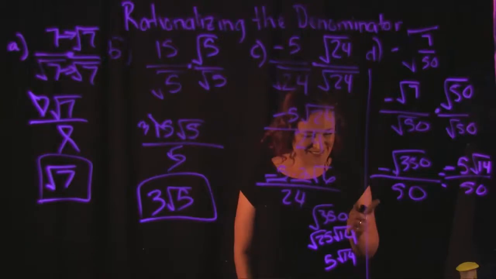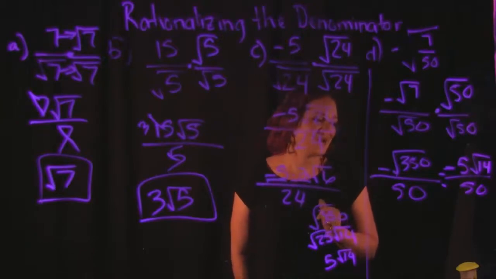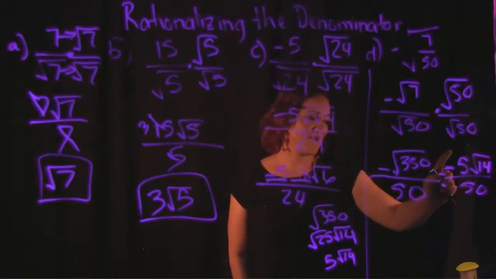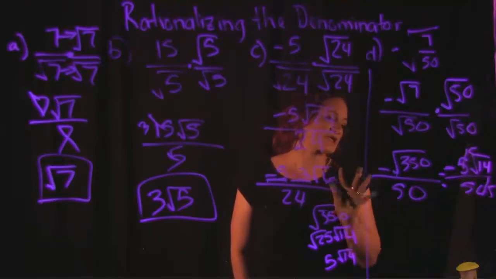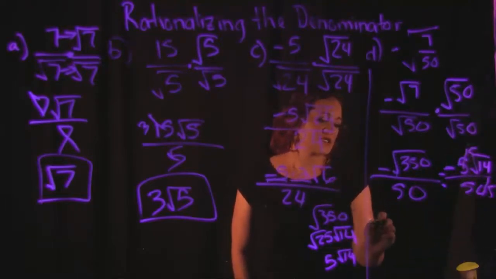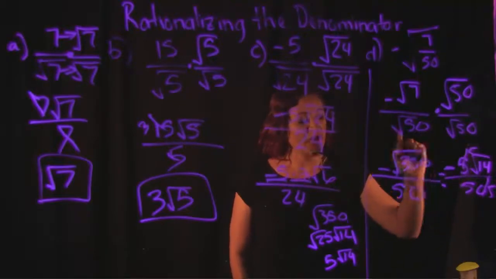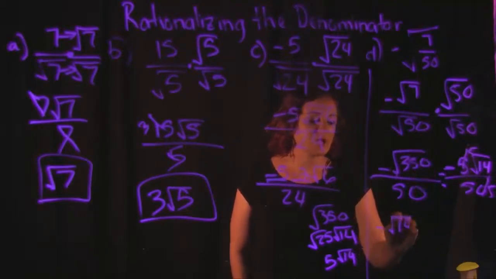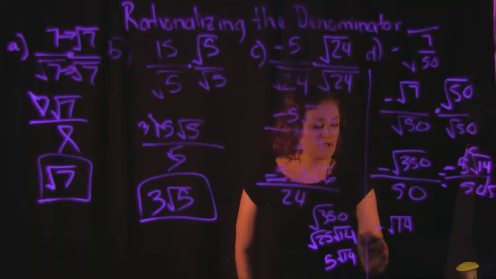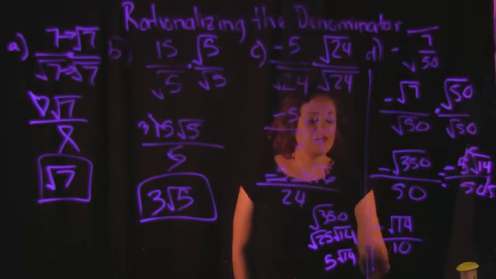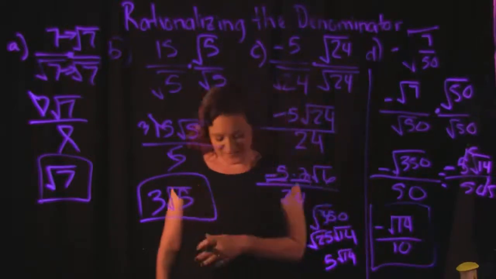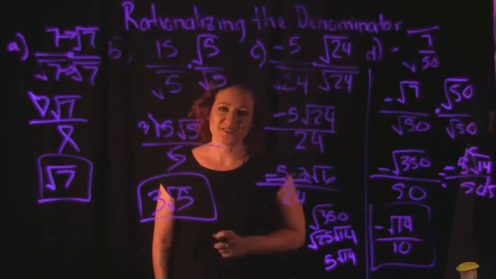So we're almost done here, I promise. The only thing left to do is we need to simplify out the 5 and the 50. They can both reduce by a factor of 5. So 5 divided by 5 is 1, which means that goes away. So just drop down the negative and the square root of 14 over 50 divided by 5 is 10. This here would be our final answer for this problem. Otherwise, that's it for this video.